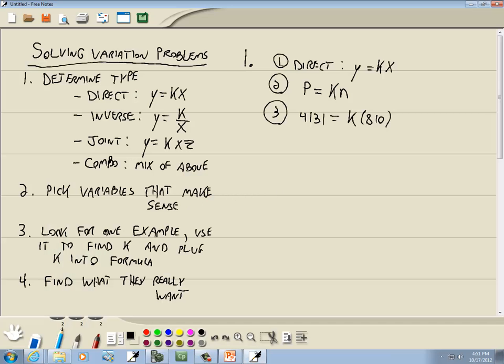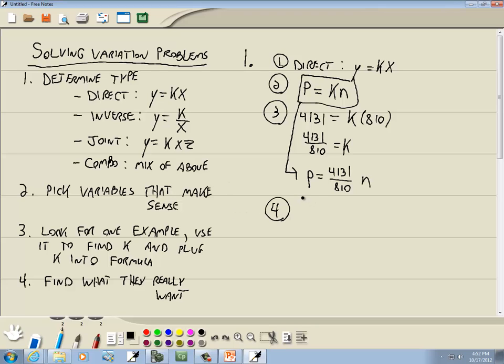Use it to find k. Well, we can divide both sides by 810 here. So we've got 4,131 over 810 is equal to k. It then says plug k into your formula. Well, here's our formula. We now know what k is, so this becomes P is equal to 4,131 over 810 n.